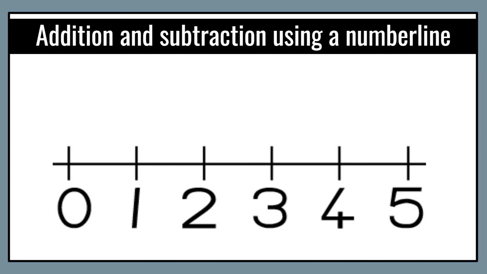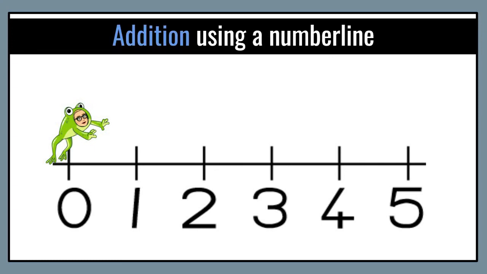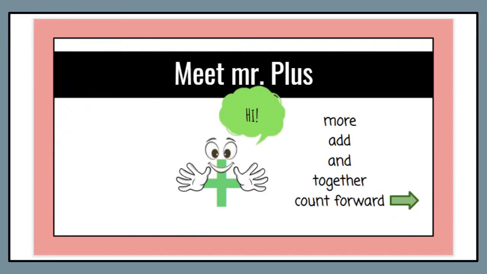The next activity that we are going to do is addition and subtraction using a number line. Number lines can be used to plus and minus. We are going to use little frog jumps to do addition and subtraction using a number line. Let's first start with addition. Can you still remember what character we are using for addition? Let me remind you. Mr. Plus. When we use Mr. Plus on a number line, we count forward.